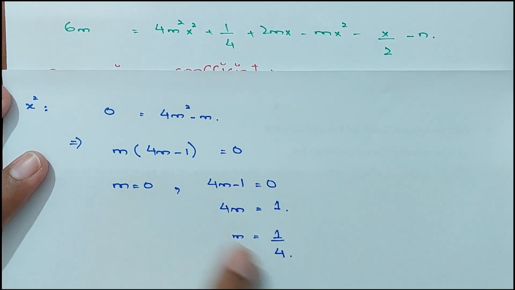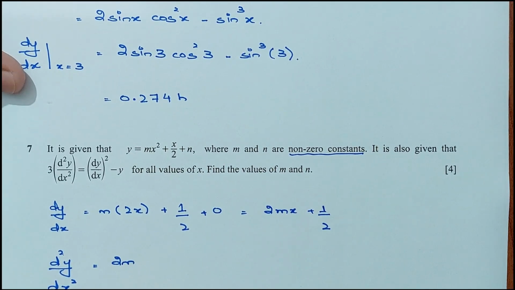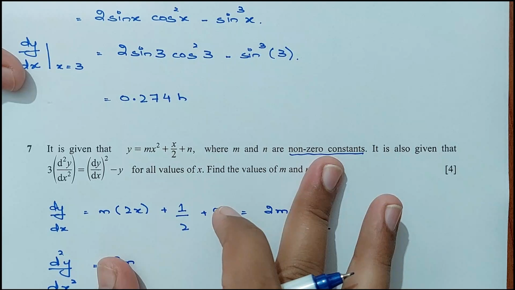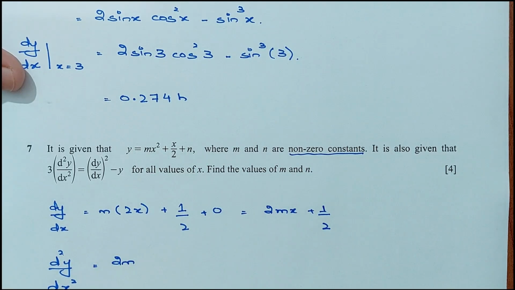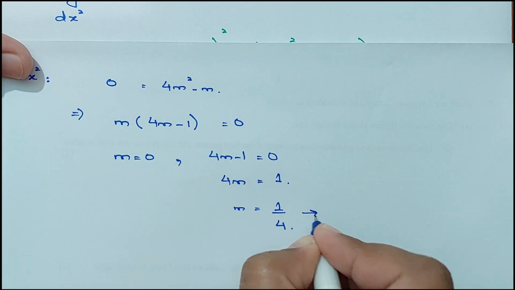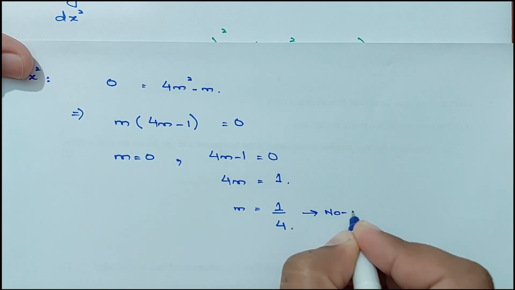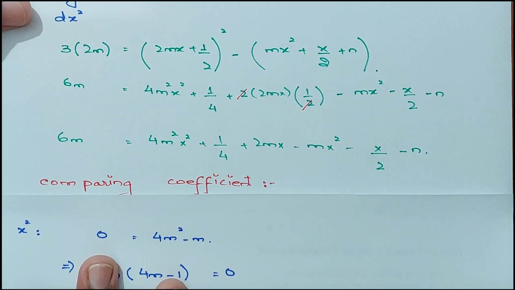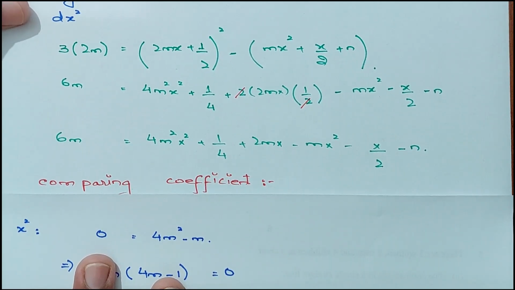We have two m values, 0 and 1 by 4, but in the question it says that m and n are non-zero constants, not equal to 0. It should be a non-zero number. So we have to pick this one, m equals 1 by 4. This is a non-zero constant. All right, now next we have to compare the coefficients of x.